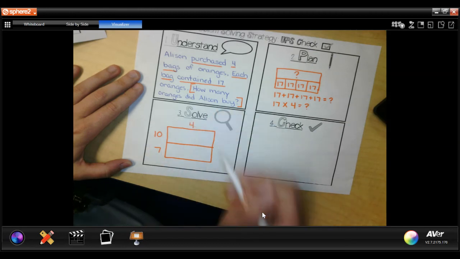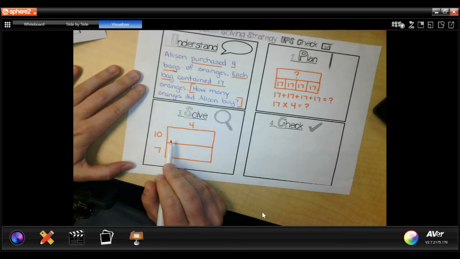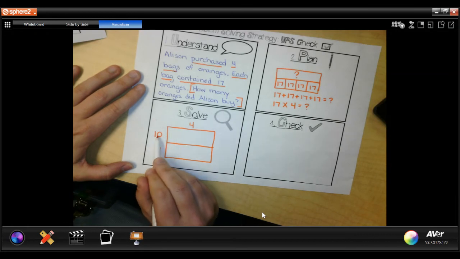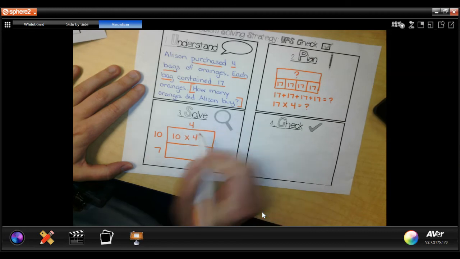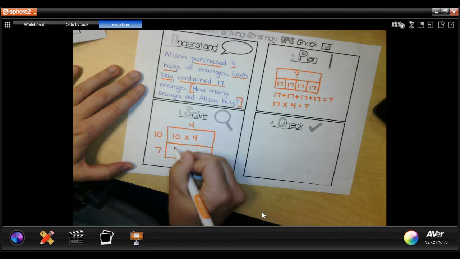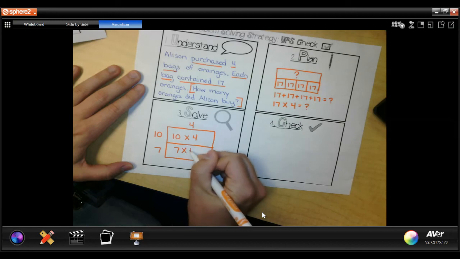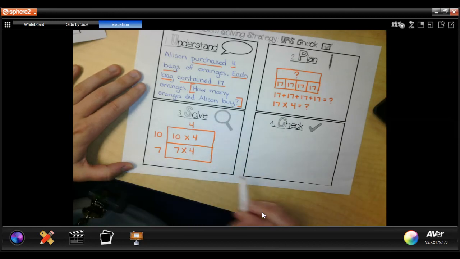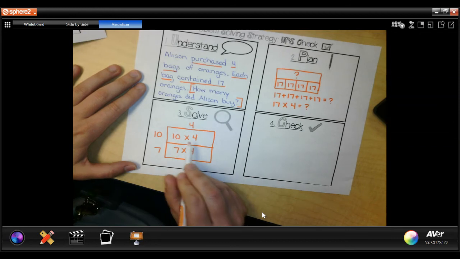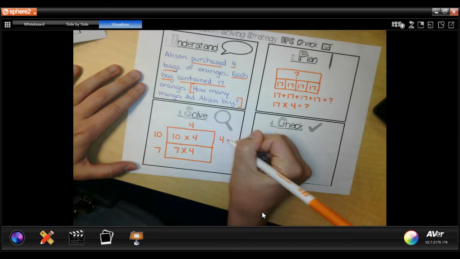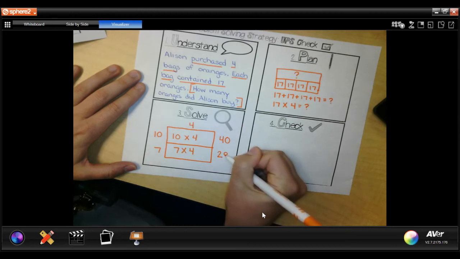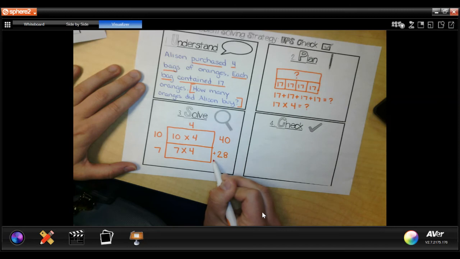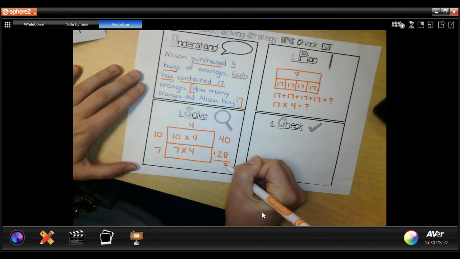And I'm putting that factor here at the top, the 4. So inside, I'm going to write my equations. 10 times 4, because that's my first section, and then 7 times 4. Now, just like our partial product with addition and subtraction, we're doing the same thing. So 10 times 4 equals 40, and 7 times 4 equals 28. Now we just need to add our place values together. 0 and 8 make 8, 4 and 2 make 6, so 68.